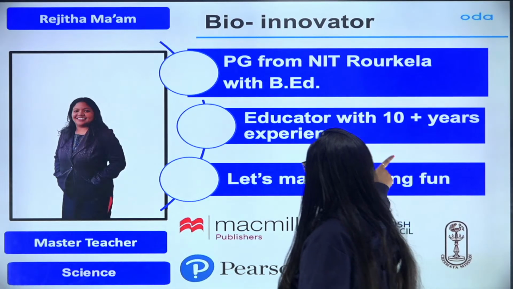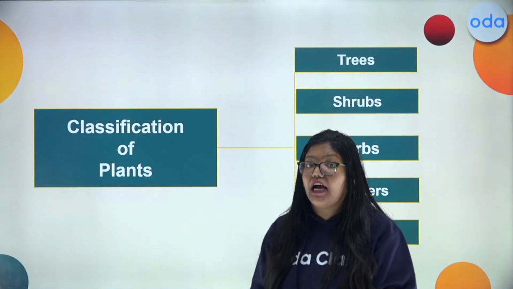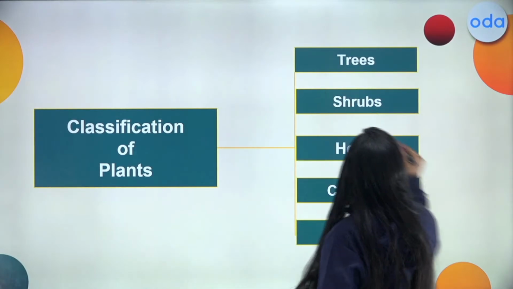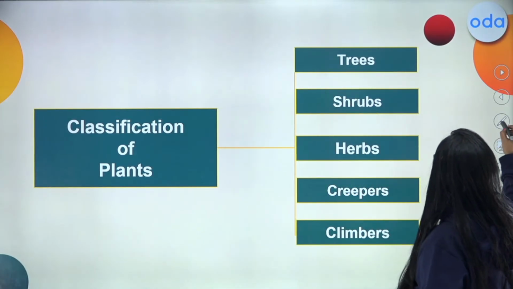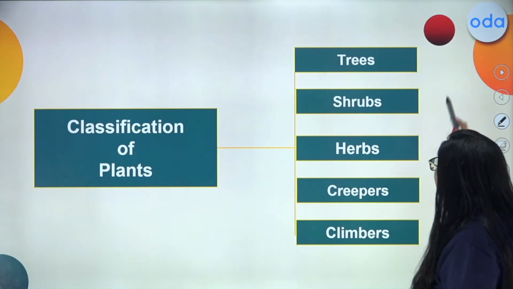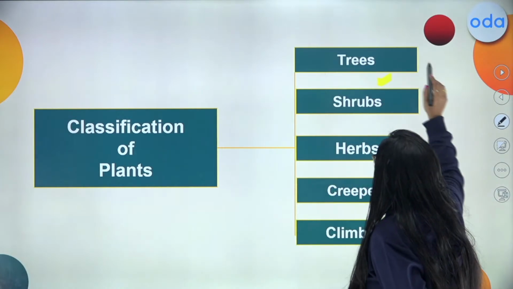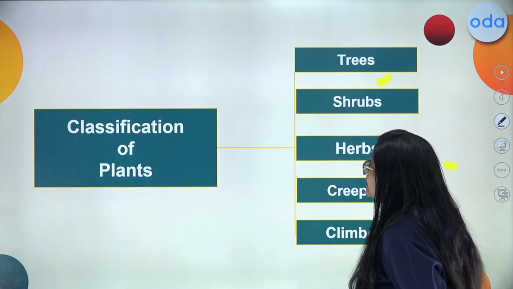So let's start today's session where we are going to learn about plants. We are basically going to discuss the different types of plants which are present in the world where we live. So are you all ready, children? Starting with the first type of plant, which we call trees. Right, children? So what are trees?